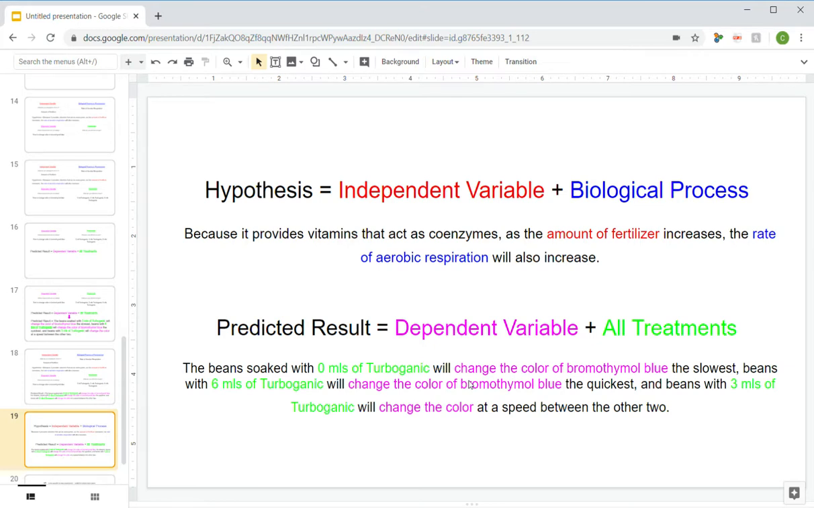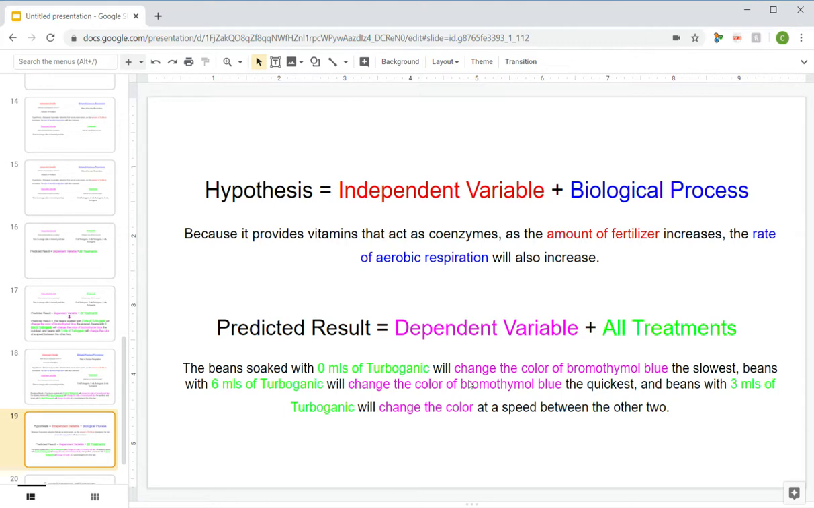Because it provides vitamins that act as coenzymes, so that's our rationale, as the amount of fertilizer increases, the rate of aerobic respiration will also increase. So again, we have our little chunk of rationale or our logic for why we think this is going to happen. We've included our independent variable, our biological process, and we've defined the relationship between them.